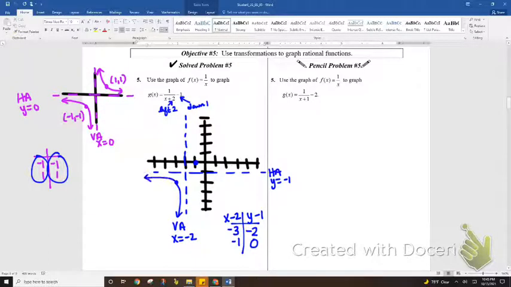And so I know this piece would look like this. This one's going to look like this. They're just shaped by their asymptotes. And so there is our graph.